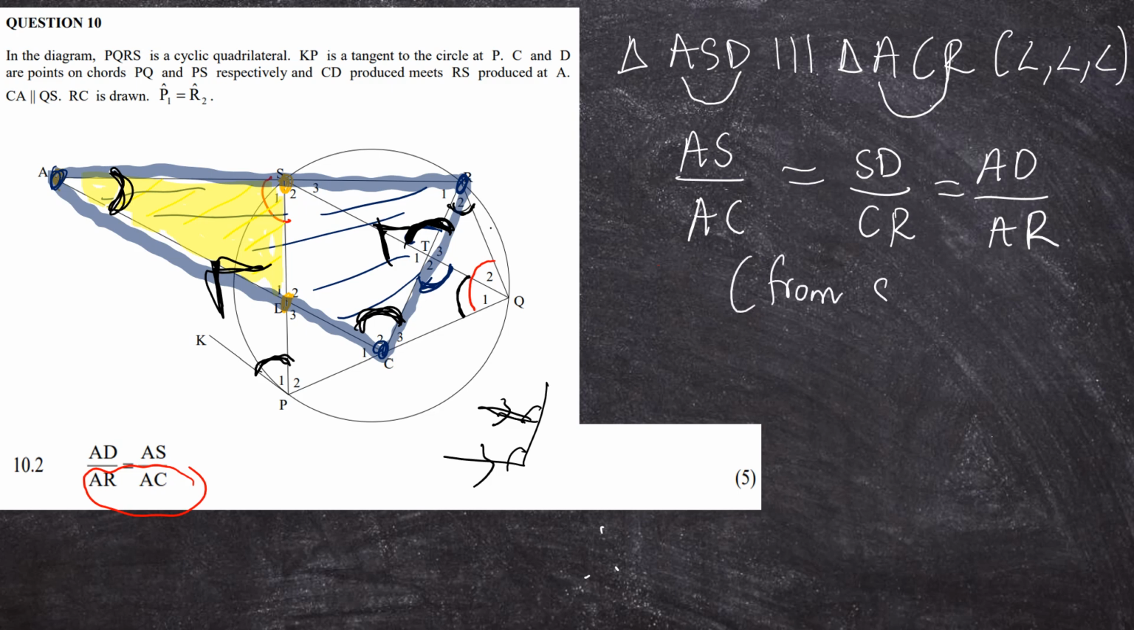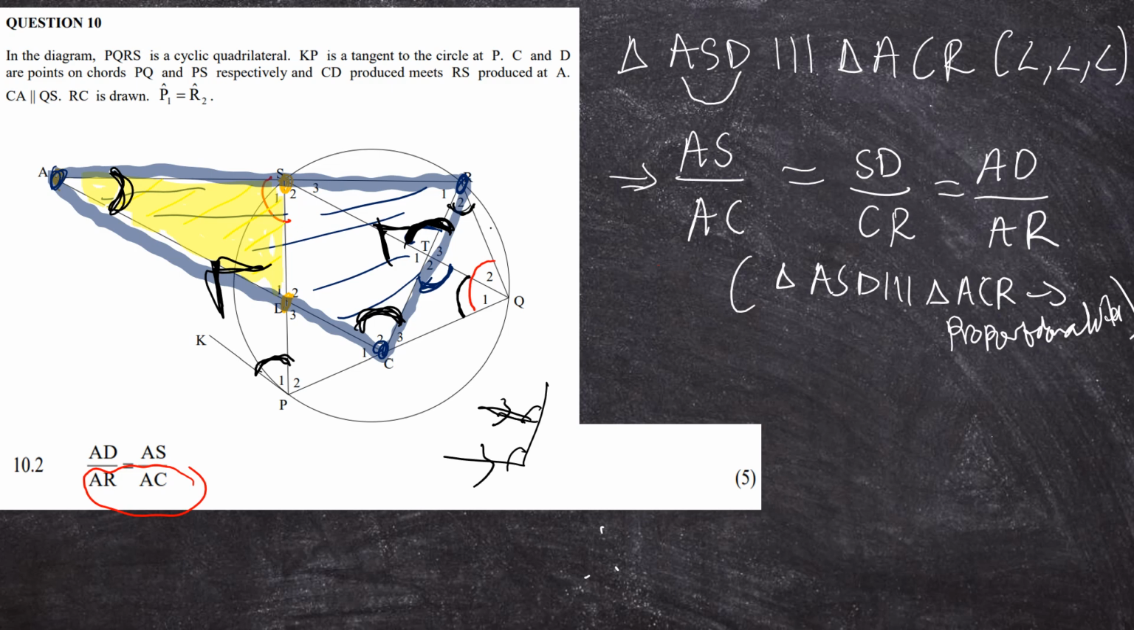From similarity, we can just write this is from similarity. We can go to proportion, or rather you can just say it is because triangle ASD is similar to triangle ACR. This implies proportionality. Okay, so that's our reason. It's because we are going to proportionality now because the two triangles have been proven to be similar.